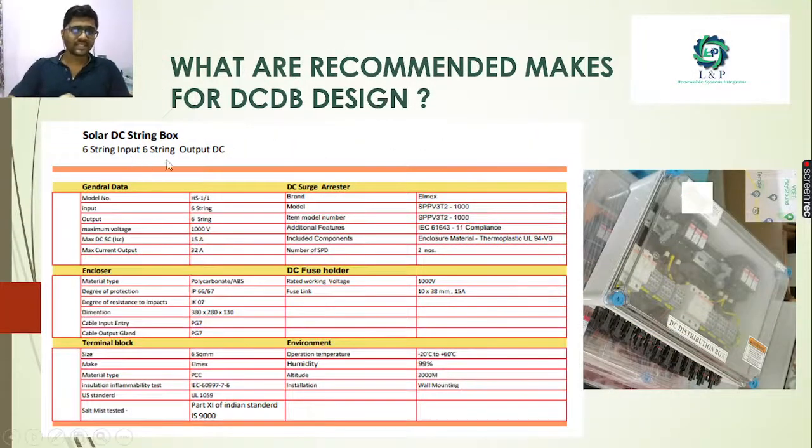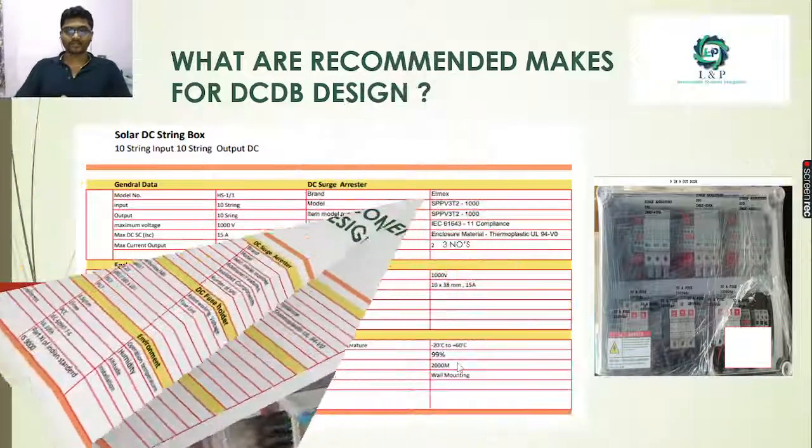See here, this is a 6 input, 6 output. See here, 1, 2 surge protection devices are there, and see the cable entry for 6 positive, 6 negative inputs are there, and output is also there. In and out both are there. Here also we are using two SPDs. See here, the environment operating temperature is minus 20 degrees to plus 20 degrees Celsius.